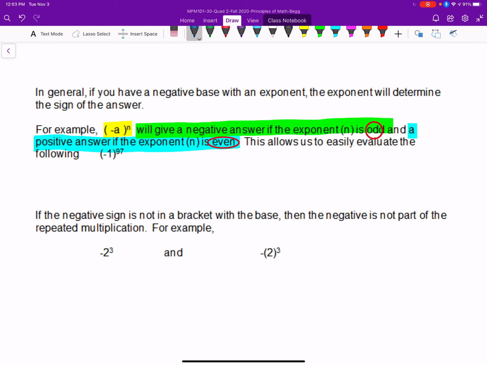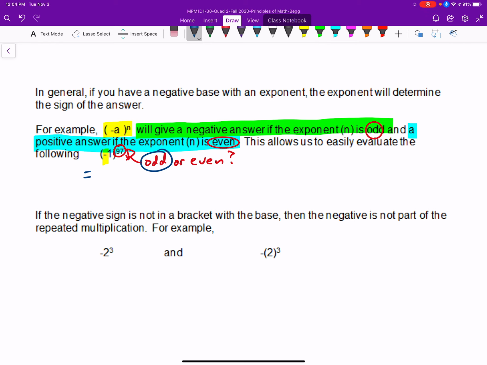So that allows us to easily evaluate the sign of the following. Negative 1 to the 97 is easy as far as the number part goes, because 1 times itself any number of times is still 1. But how we decide whether it's positive or negative is we look at this here. Again, odd or even. Well, 97 is an odd number. If it's an odd number, then it's going to be a negative answer overall. And again, it's because I'm looking at the negative sign inside the brackets.